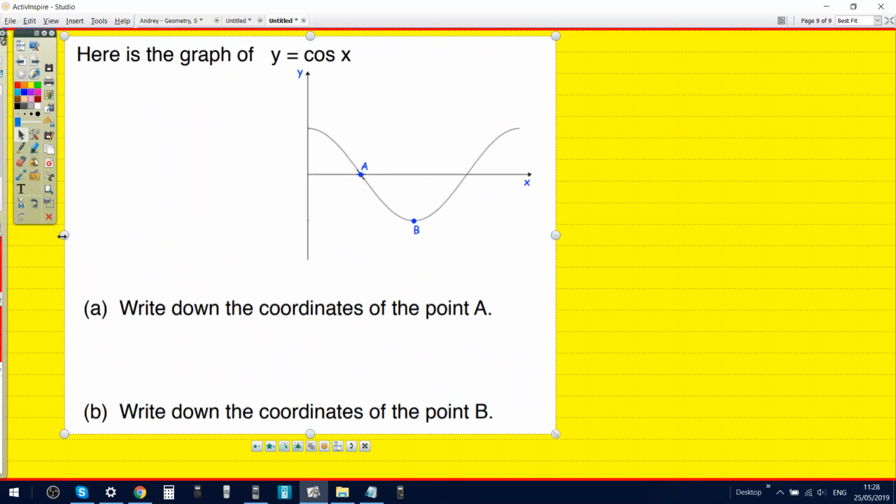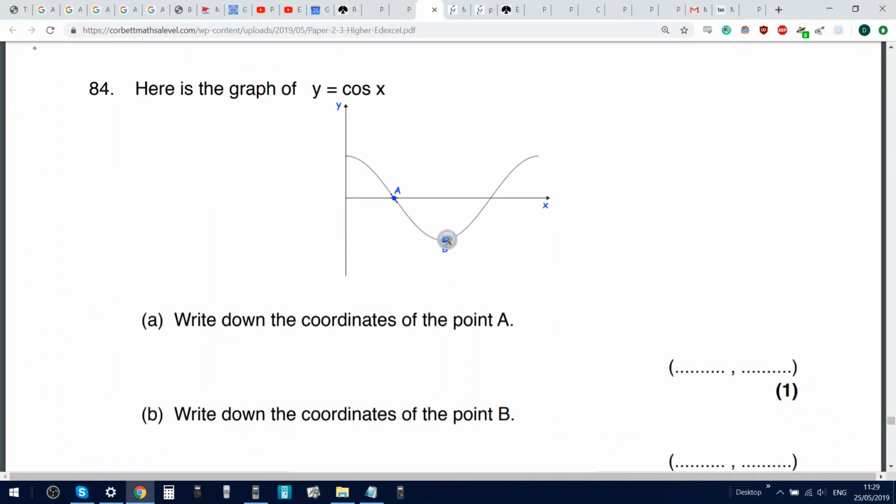Okay, what's this? 0. No, it's 90. Yeah. 90, 180. Hold on. Y coordinate for A? Oh, 0, sorry. Yeah. And B is 180 and 1, minus 1. Well done. Okay, fine.